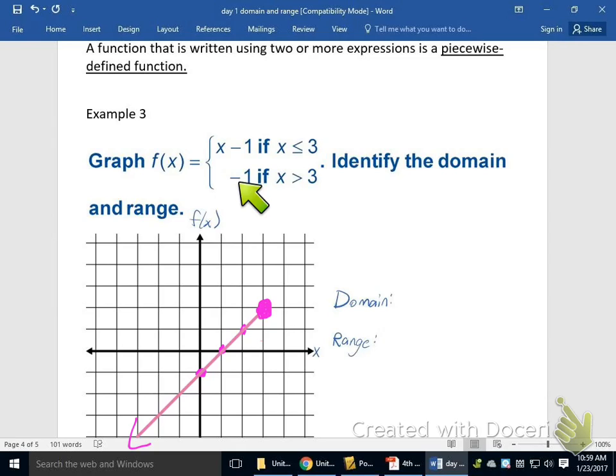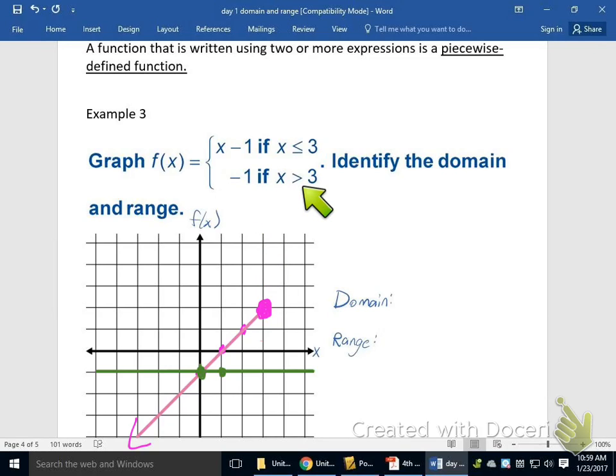Now I need to graph out 0x minus 1 for x is greater than 3. So if you actually graph out 0x minus 1, because there's no x value, that's going to have a slope of 0 and a y-intercept of negative 1. And I'll use a different color here. I'm going to use green to start out with my y-intercept, negative 1. Then I'm going to rise 0, run 1, and there I have it. And that green line I just made is the line 0x minus 1.